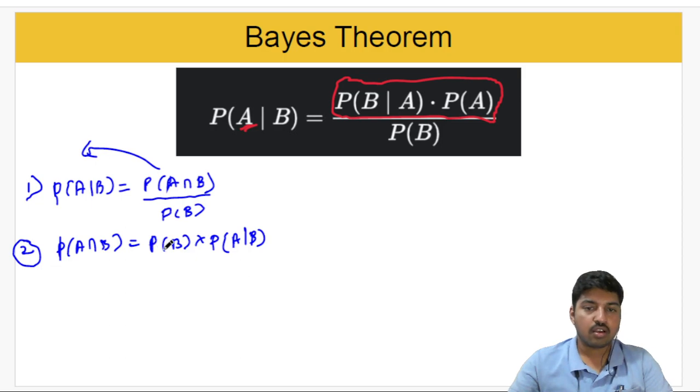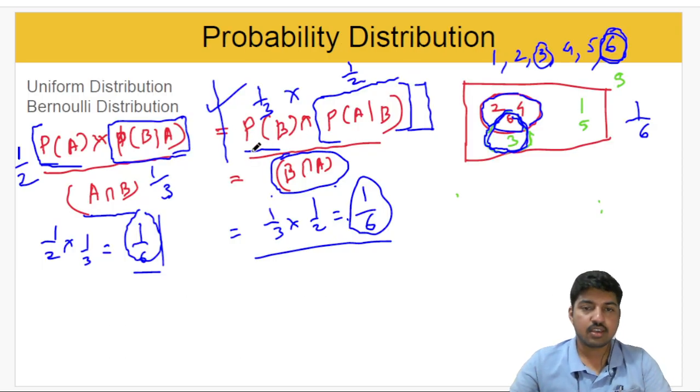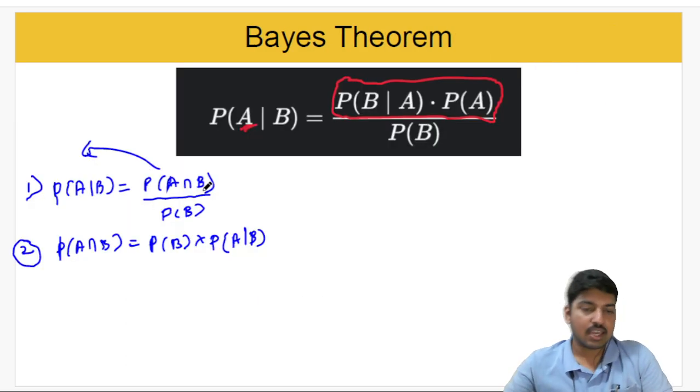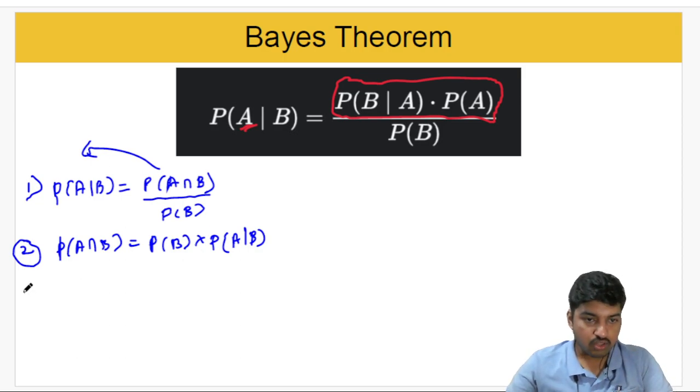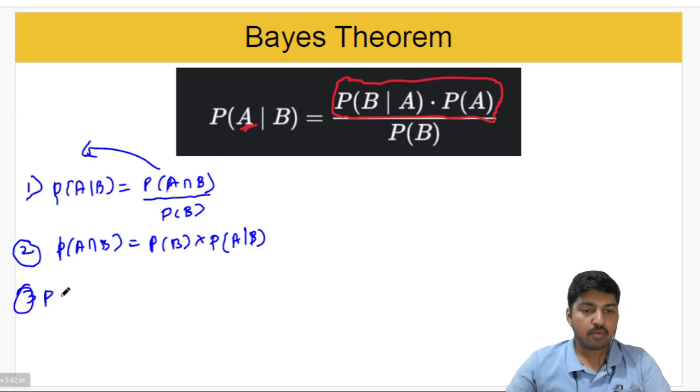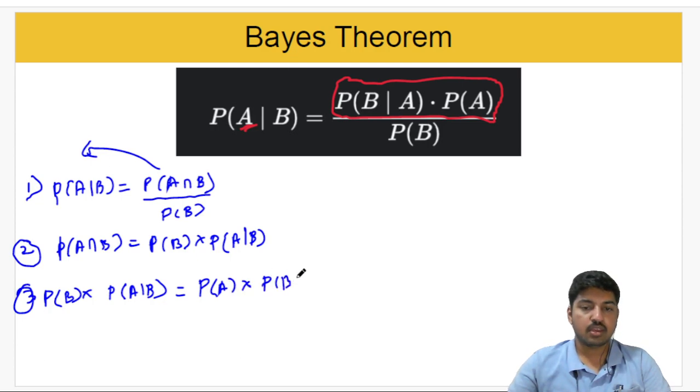And we just saw here, this is what he is saying, this part is equal to this part. Then another person came, and he saw a third thing, that probability of B into probability of A given B is also equal to probability of A into probability of B given A. Until here clear? Yes. Okay.